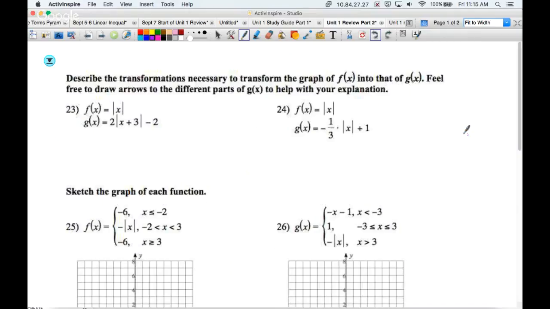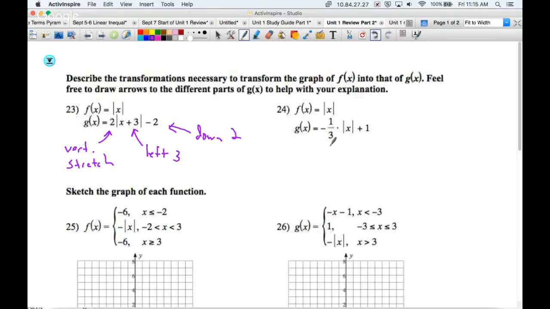All right. Describe the transformations necessary to transform the graph of f(x) into g(x). Feel free to draw arrows to different parts to help with your explanation. So I can see that this 2 is out in front. I know that's going to cause a vertical stretch. You could say a vertical stretch of factor 2 if you want. Adding directly to the variable moves us left 3, and then tacking on a number at the end moves us up and down. A -2 will move us down 2. That's all I want for that.